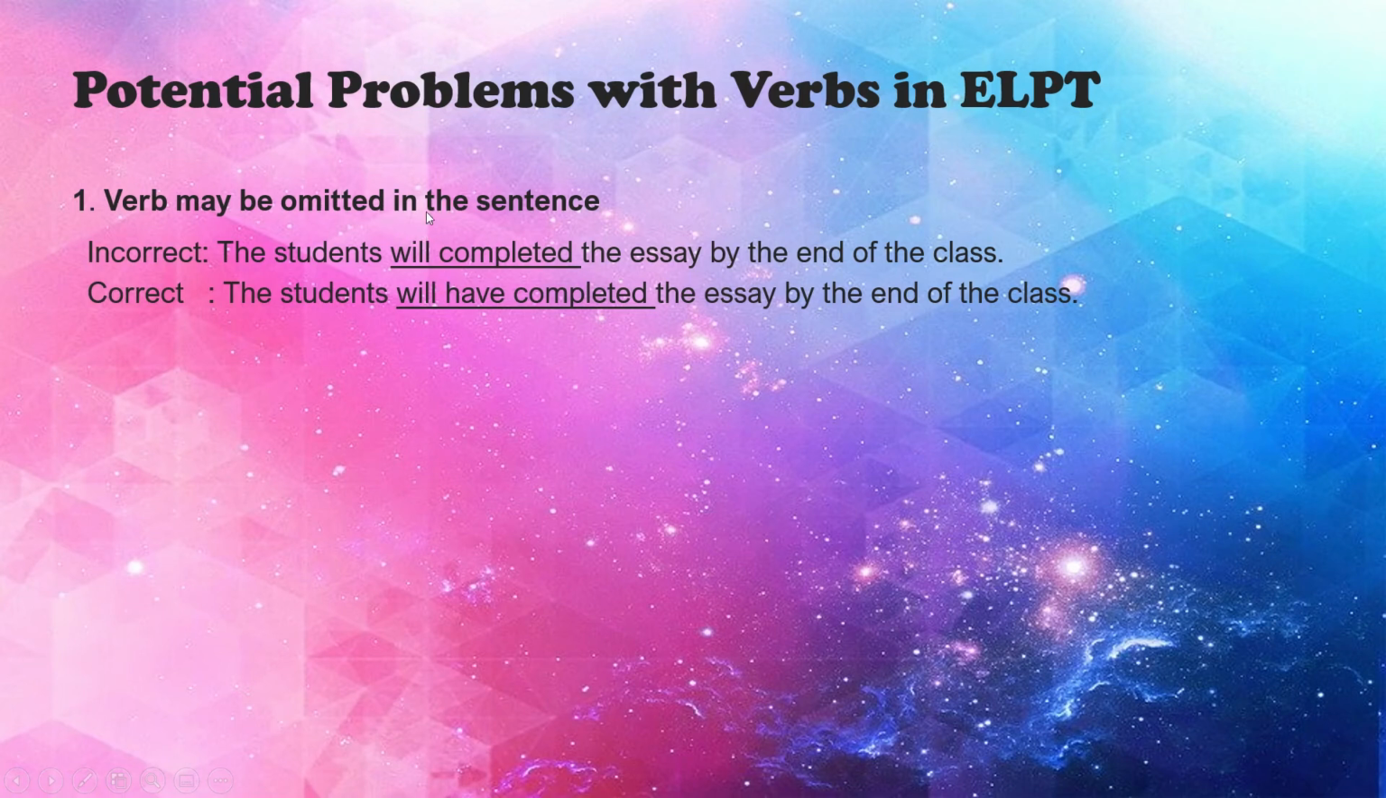We need something to be added here, and this one is "have." So the first thing that you need to check is whether the verb is complete, and whether it comes in pair if it is needed, just like this one, or whether it comes in the correct pair.